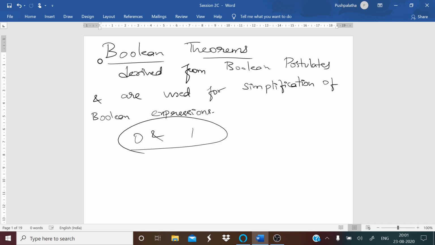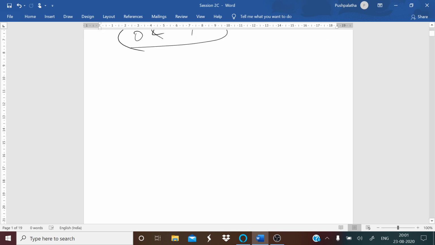That is, proving all the theorems using the possible values, that is 0 and 1, is known as proof by perfect induction. And a truth table, as we had done in the last class, is also one of the proof by perfect induction methods, because we are using only zeros and ones for the input and the output variables. Now let us talk about the list of Boolean theorems. We'll just give the list now, and then later on we'll start proving.